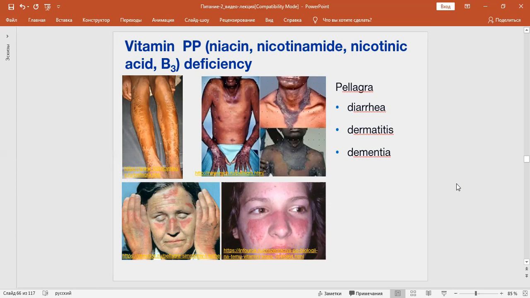Initially, it was believed that the disease arises from an allergy to light. Dr. Joseph Goldberger identified the cause of pellagra. This disease was very common in the United States in the 1800s and caused diarrhea, dermatitis, dementia, and death. Dr. Goldberger conducted many experiments on the diet of prisoners with pellagra and showed that it was a deficiency disease caused by a lack of vitamin PP.